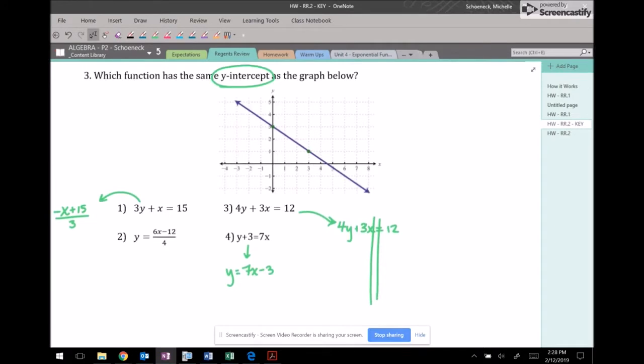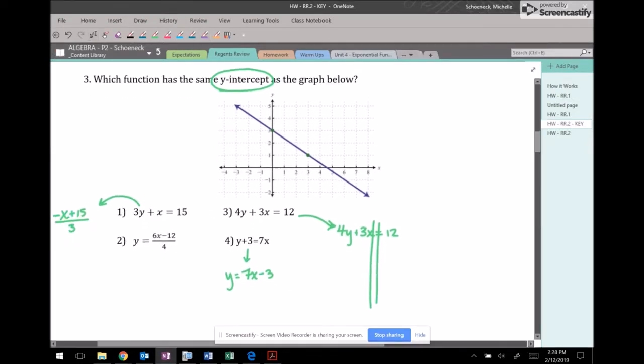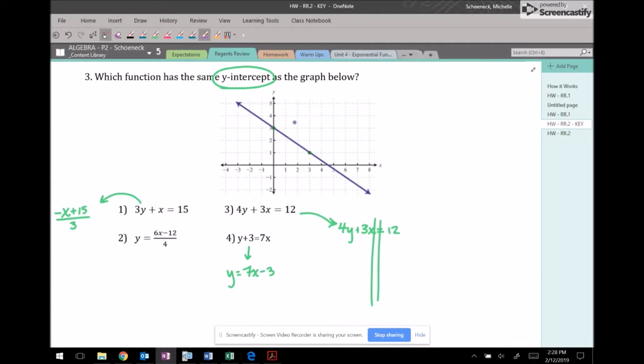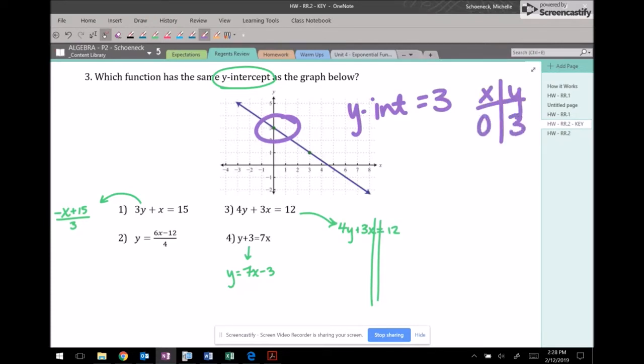Number 3, which function has the same y-intercept? What we're going to do is type all of these into y equals. First thing we've got to determine is the y-intercept of the function that we're given here, which is a positive 3. So that's what we're looking for. Well, we're looking in the table. When x is 0, we need y to be 3. Remember, that's what the y-intercept means.